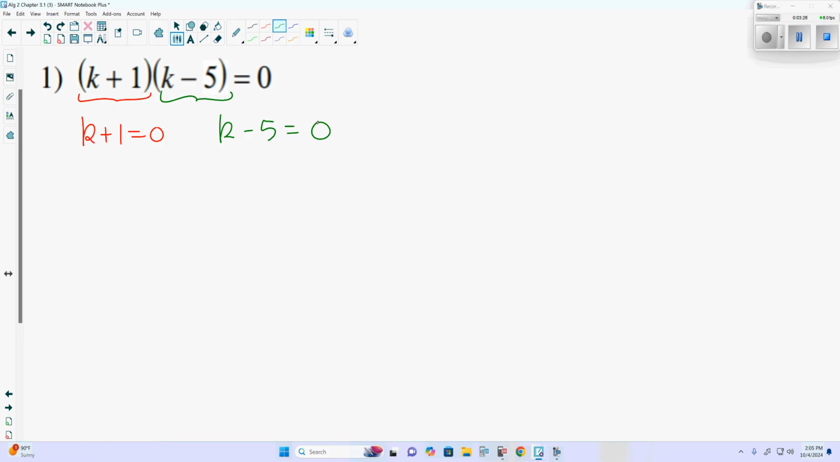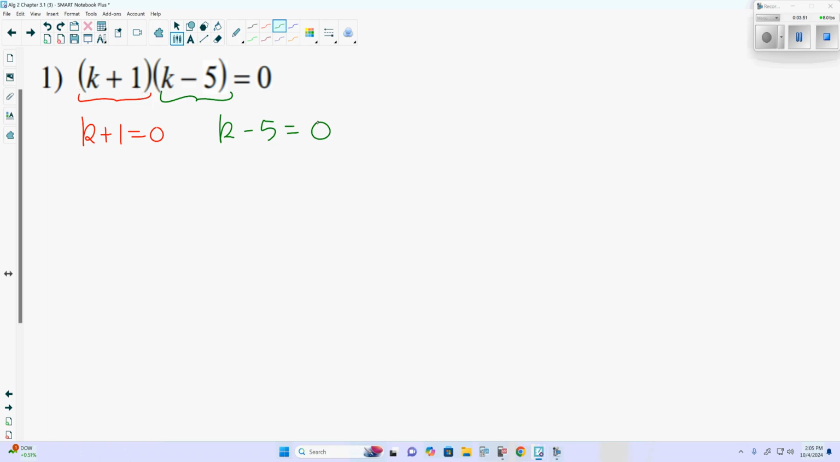Because if the value of k, if I plug it in, makes k plus 1 be 0, then the whole equation, that side of the equation, will become 0. Same thing is true with k minus 5. If I plug a value of k in that will make k minus 5 be 0, that whole side of the equation becomes 0. Questions on this so far?